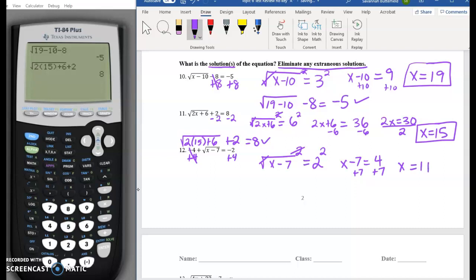So let's go ahead and double check it like we've done before. So negative 4 plus the square root of x minus 7, which we are going to plug in 11, minus 7. And let's see if it equals negative 2. So negative 4 plus the square root of 11 minus 7. Does it equal negative 2? Yes, it does. This works, so this is my answer.